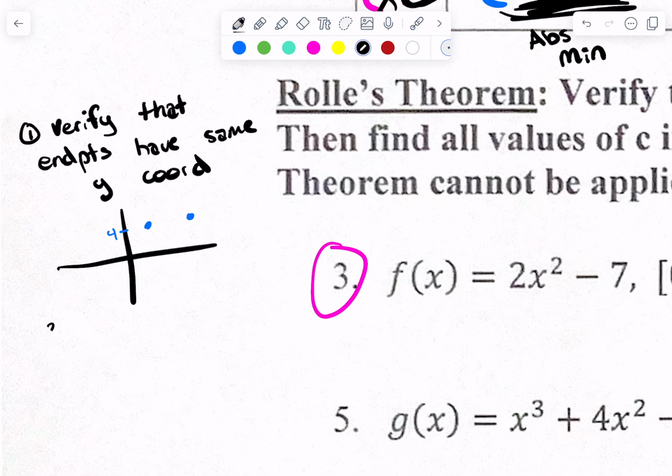Number 2, if they're directly horizontal from one another, what will the slope of that line be? 0, right? So we set the derivative equal to 0, because we're trying to find where the hump and bump in the middle is also 0. And that's number 2 for Rolle's theorem.